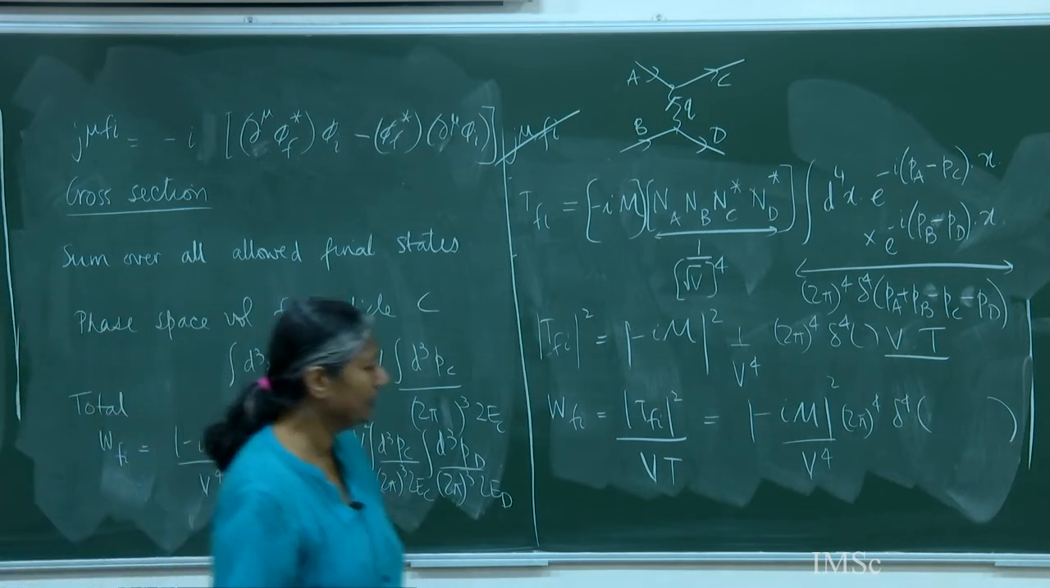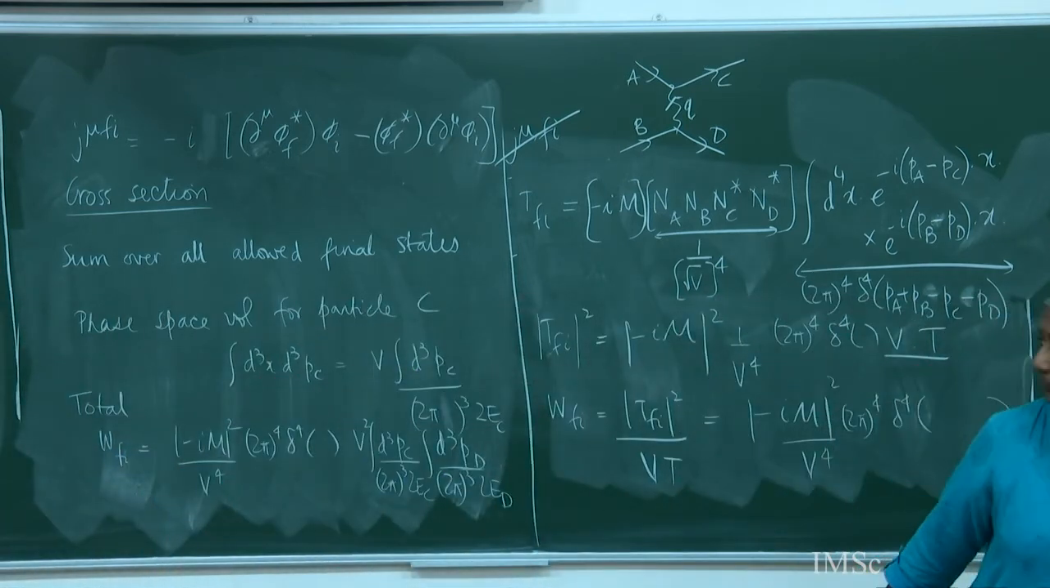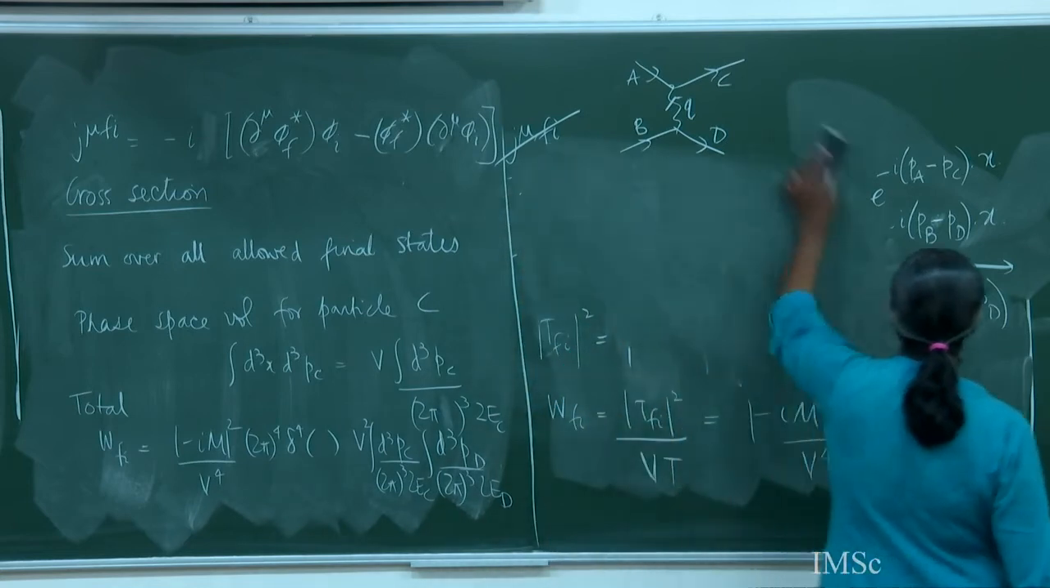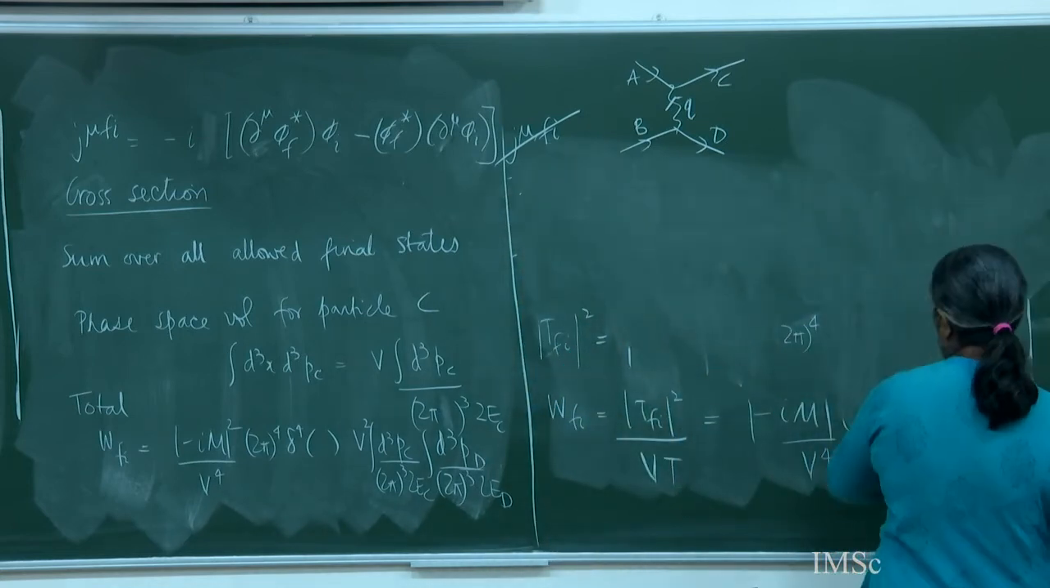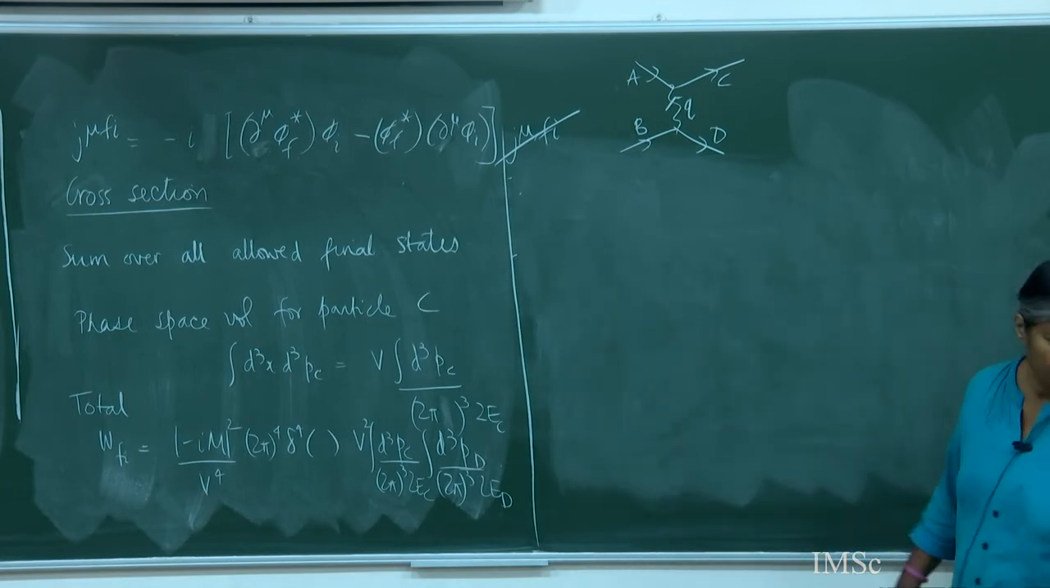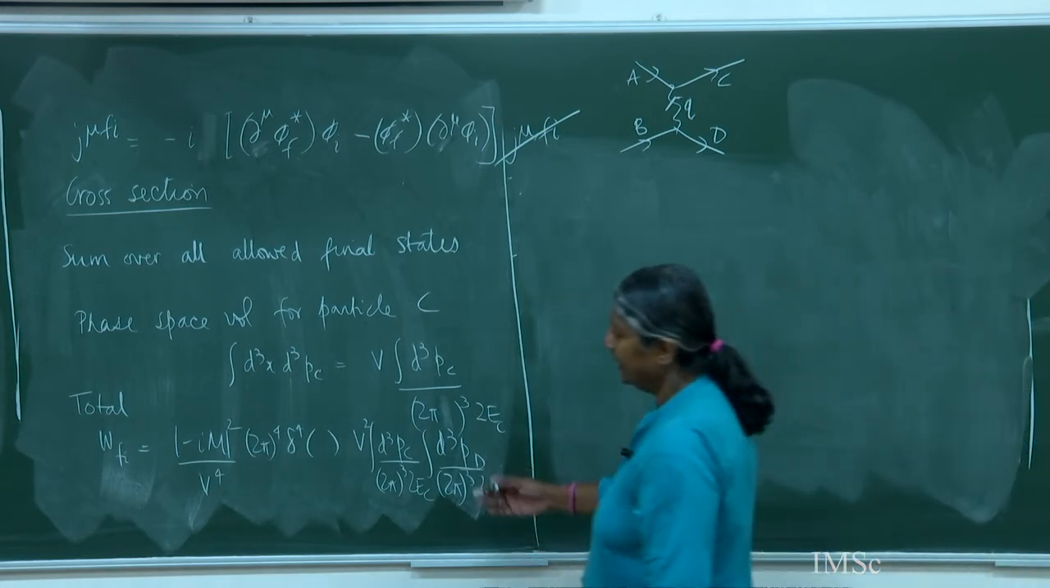Is it okay so far? So this is where we stopped last time, but we have not yet got to the cross section. What does it mean that we have not yet got to the cross section? We have to see how this can be actually measured in any lab.